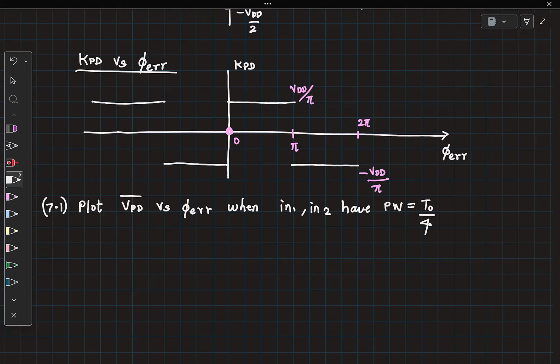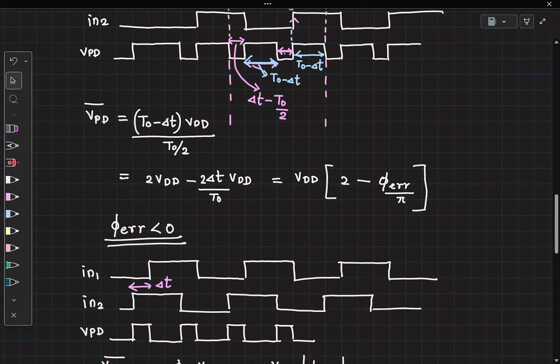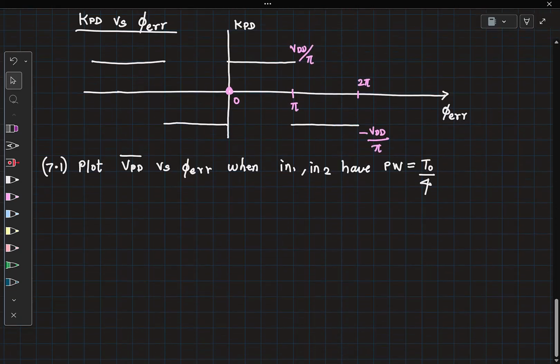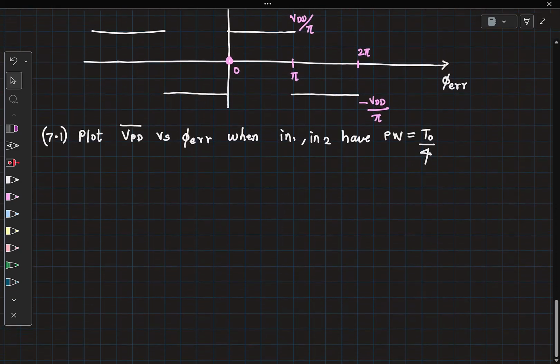In the waveforms that I have drawn so far, we have assumed that both in1 and in2 have the same pulse width and it's equal to T0 by 2, right? A duty cycle which is exactly 50%. What if the pulse width is not exactly 50% of the overall period? It's something else. So as an example, you can try plotting it for T0 by 4. This is for the XOR based PD.